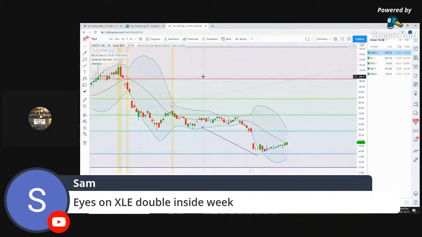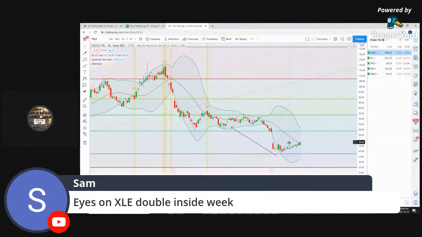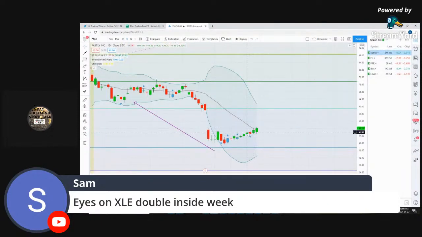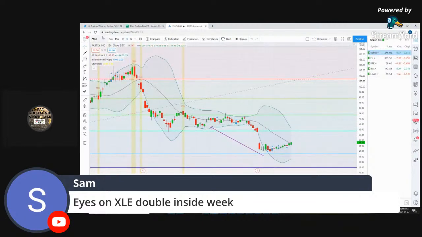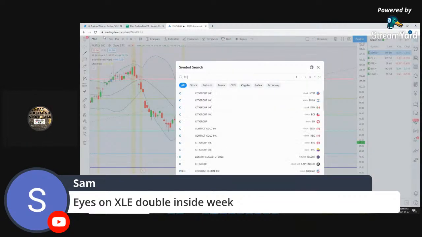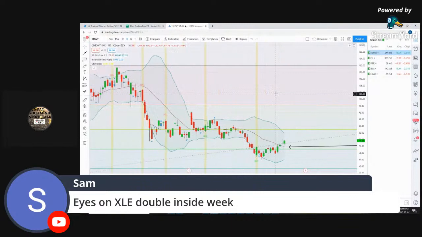FSLY. Don't really like it. Too tight for me. There was an inside bar back here. If you took it to break above, that's pretty good money. But I don't like how it's so tight because you're likely to get stopped out. So we wait to let that develop.